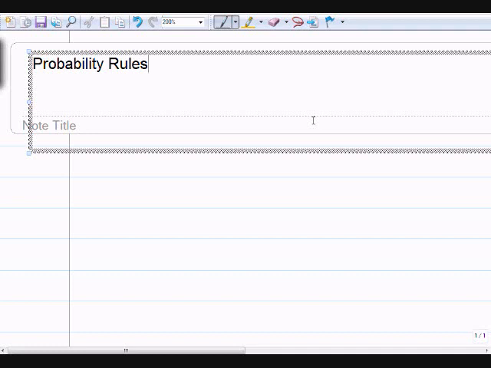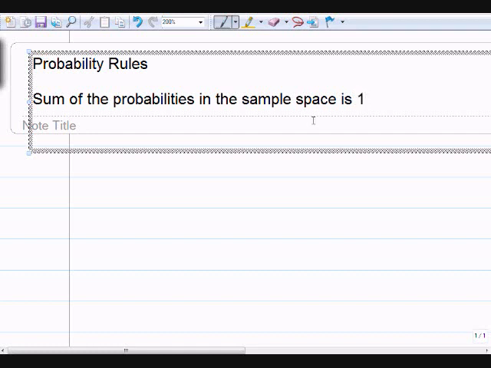Alright, rules of probability. We'll go over some of the basic rules of probability. Hopefully you know some of these. So we'll start off with the sum of all the probabilities in your sample space should be 1. Okay, good rule to know.